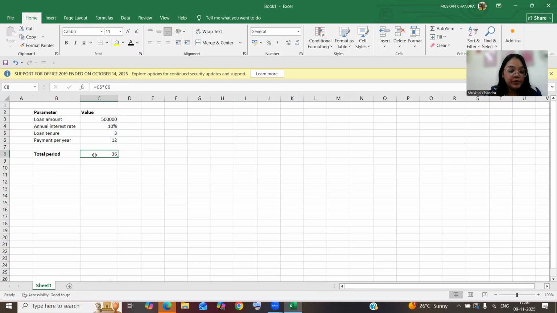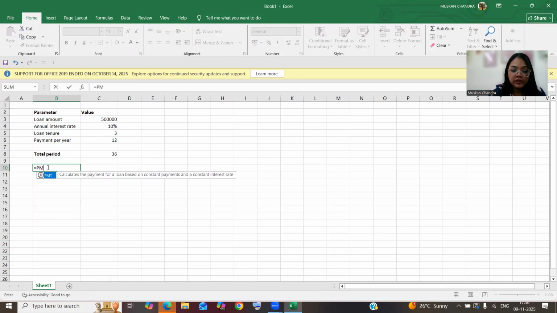Now we are moving on to step 2. Next, we'll calculate the EMI using Excel's PMT function. The PMT function calculates the fixed payment for a loan based on constant interest and equal installments. So we'll have equals to, we'll search for the function PMT, bracket open.